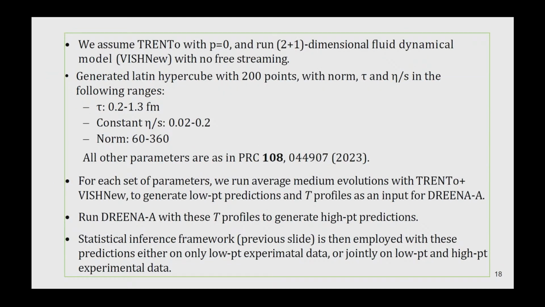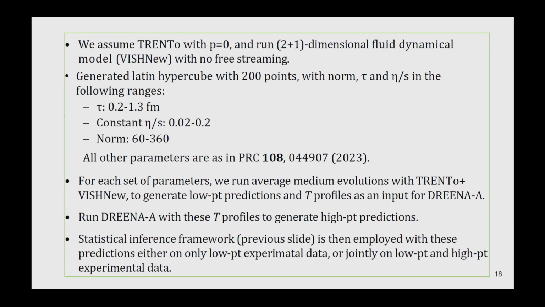And as a proof of concept, it is usually useful to use a small set of parameters. We have only 3 parameters: the thermalization time of the QGP plasma, the constant theta over S, and the norm. For that, we generated Latin hypercubes with 200 points with these parameters in these ranges, and all other parameters are fixed. Then for each set of parameters, we run the hydro simulations and generate predictions for low PT and temperature profiles for high PT predictions.